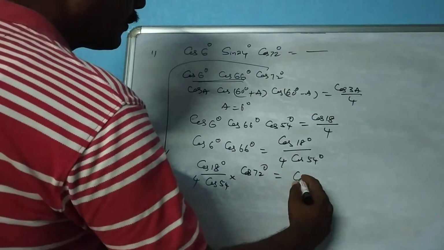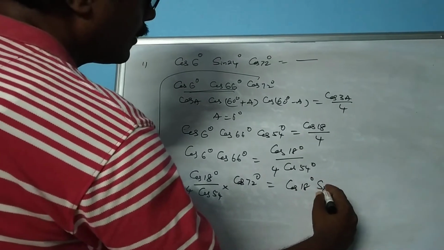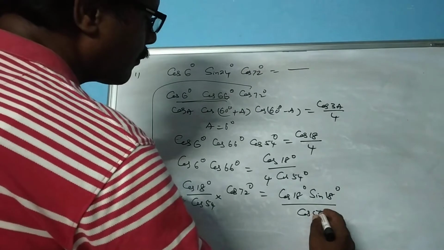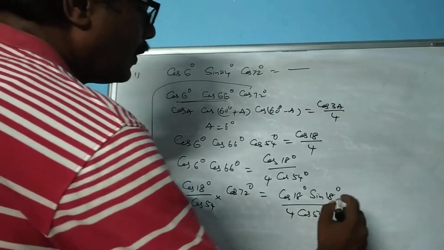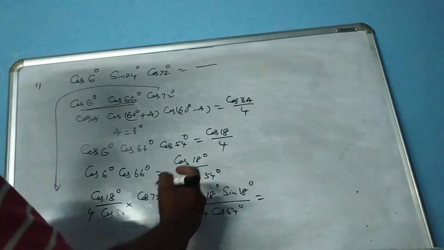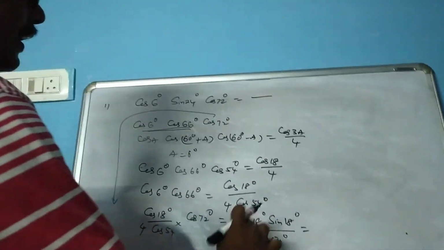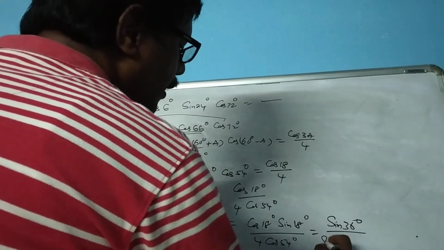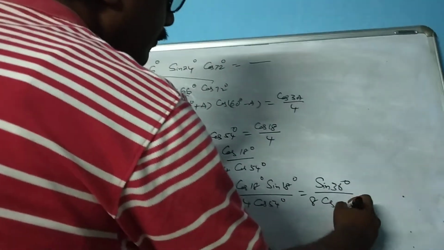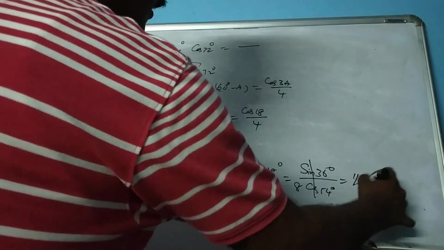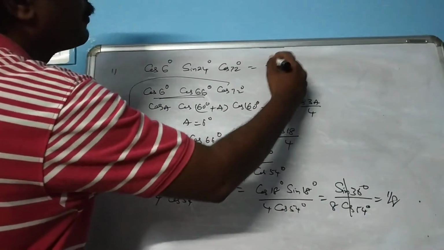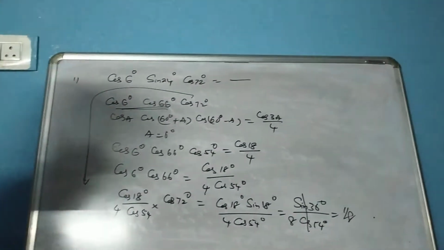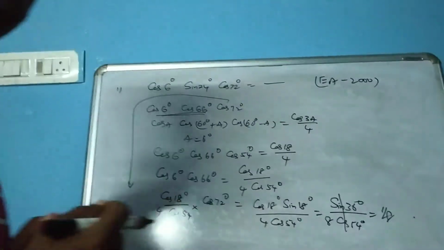Cos 72 is sin 18. So sin 18 by cos 54 into 4. This can be written as multiplying by 2 sin 18, that is sin 36, by 8 into cos 54. These two will get cancelled. This is equal to 1 by 8. This is the question given in MSET 2000.